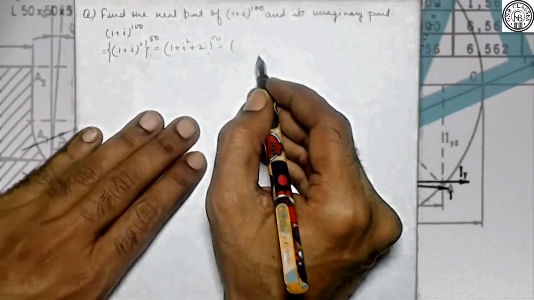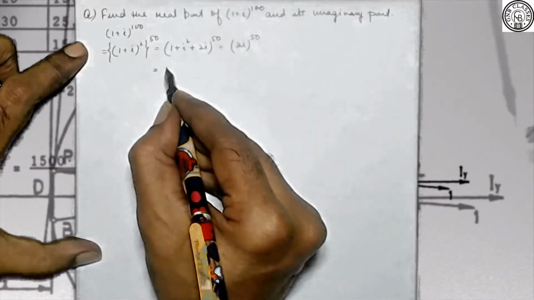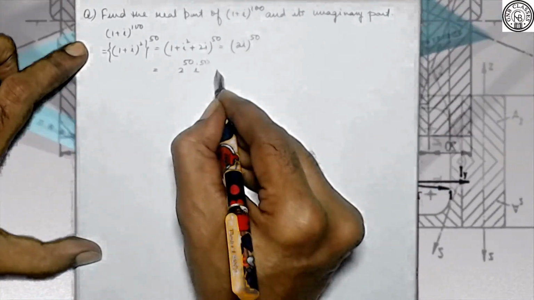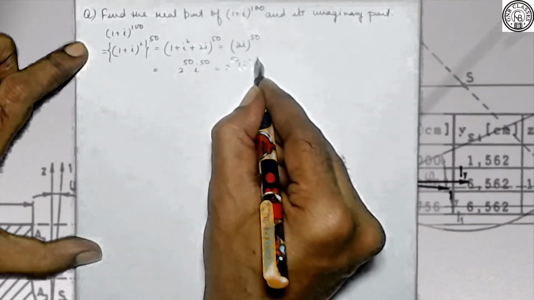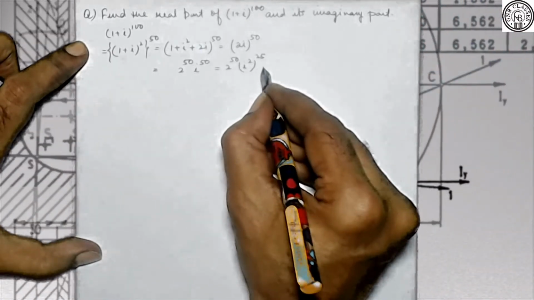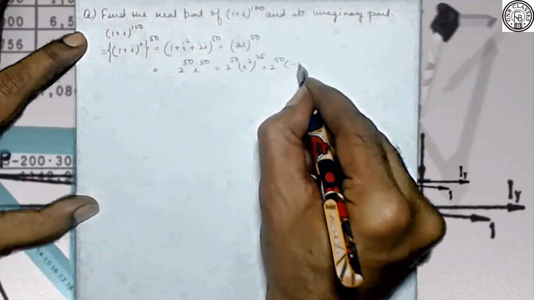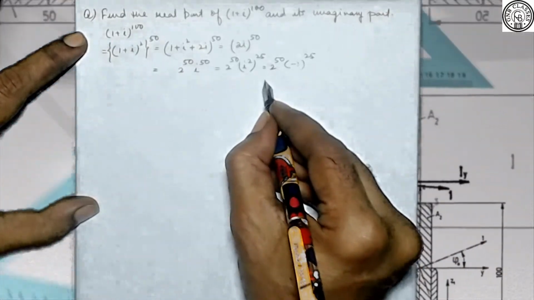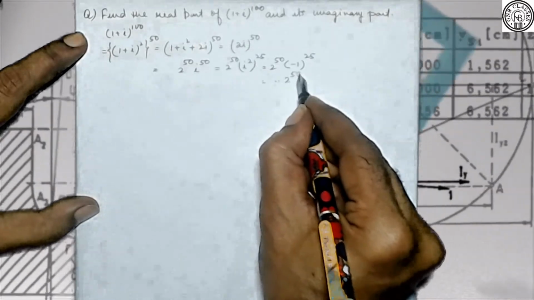So it will be (2i)^50, which is nothing but 2^50 i^50. i^50 can be written as what? (i²)^25. Again, we know that i² is minus 1. So it will be 2^50 times (−1)^25. Is it okay? So it is coming to minus 2^50.